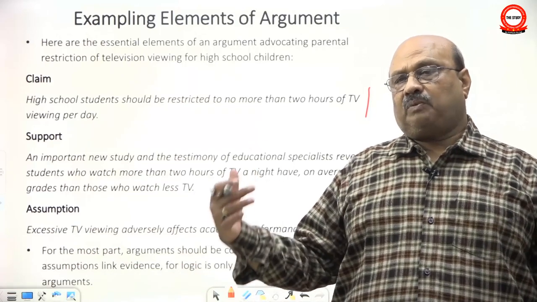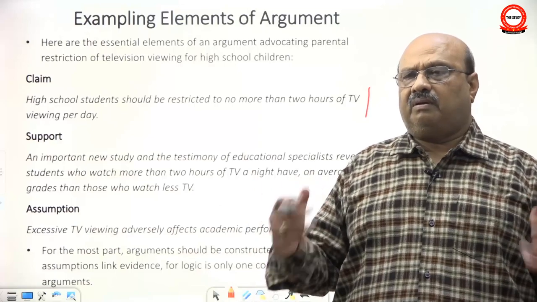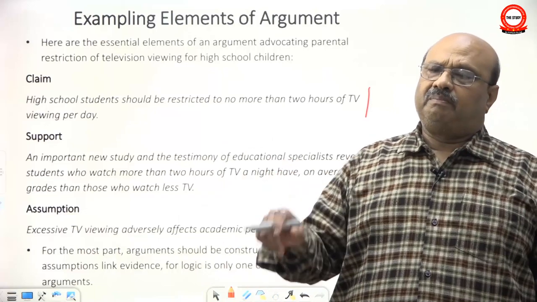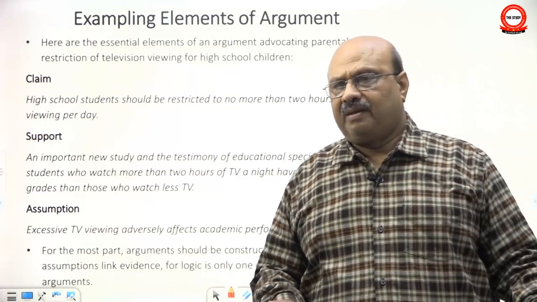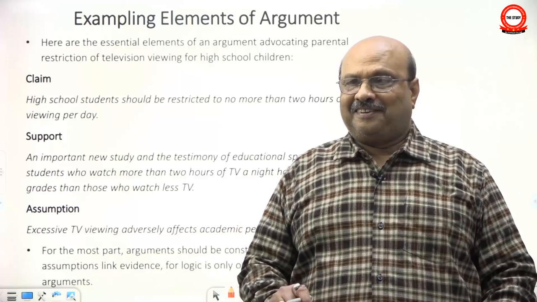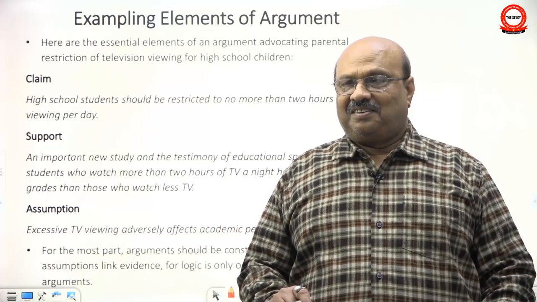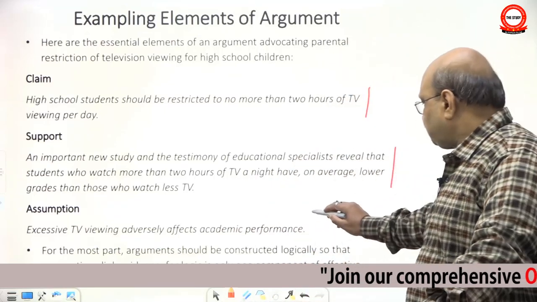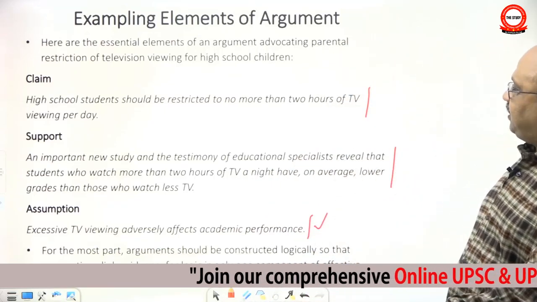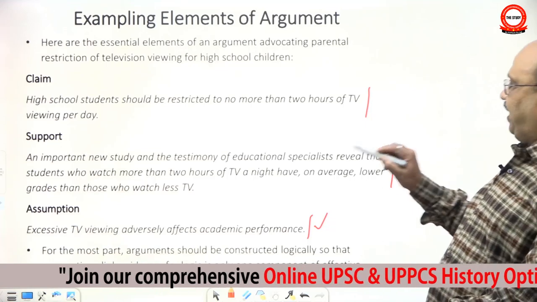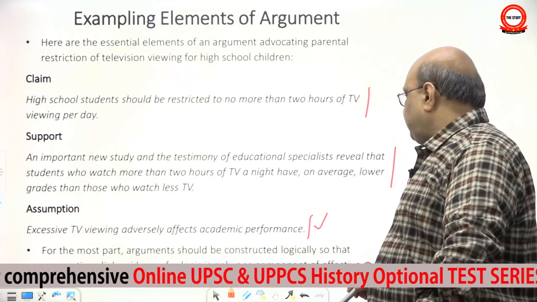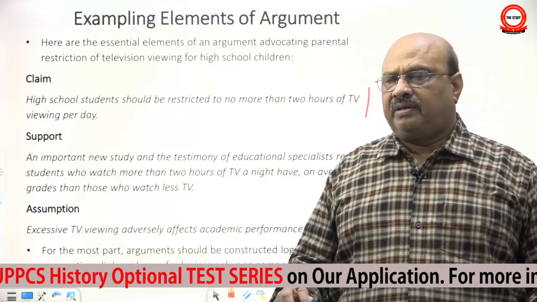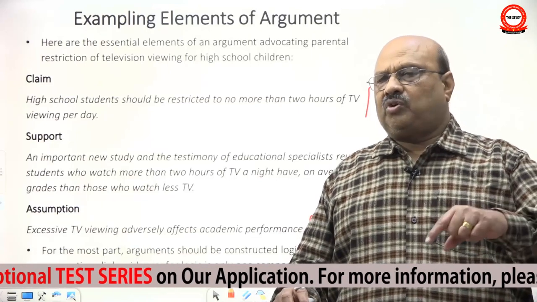And when my support is very effective, here it means credible. If my support is very credible, then it will very powerfully prove the claim. But there is a link. That link is the assumption or hypothesis. What is that link? See, this is the link: excessive TV viewing or watching adversely affects academic performance. So what is the assumption behind the claim which is based on that support?